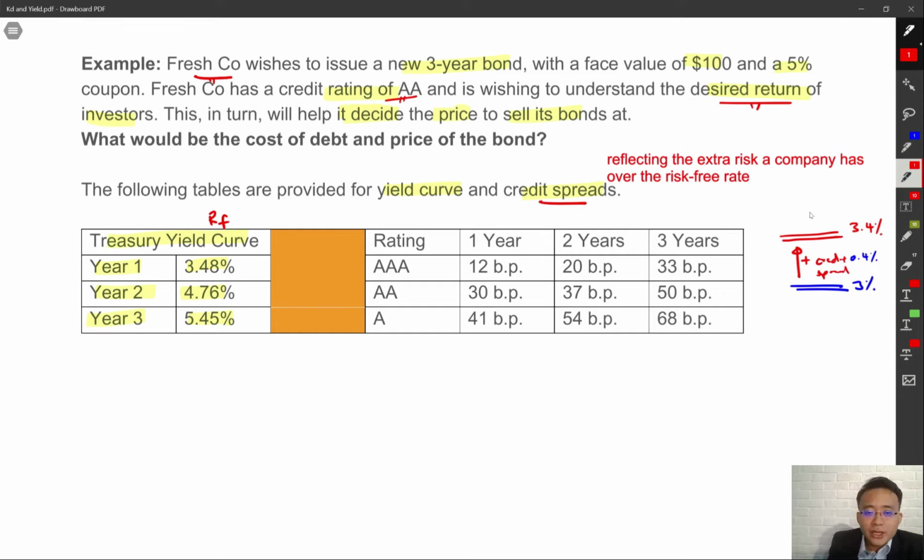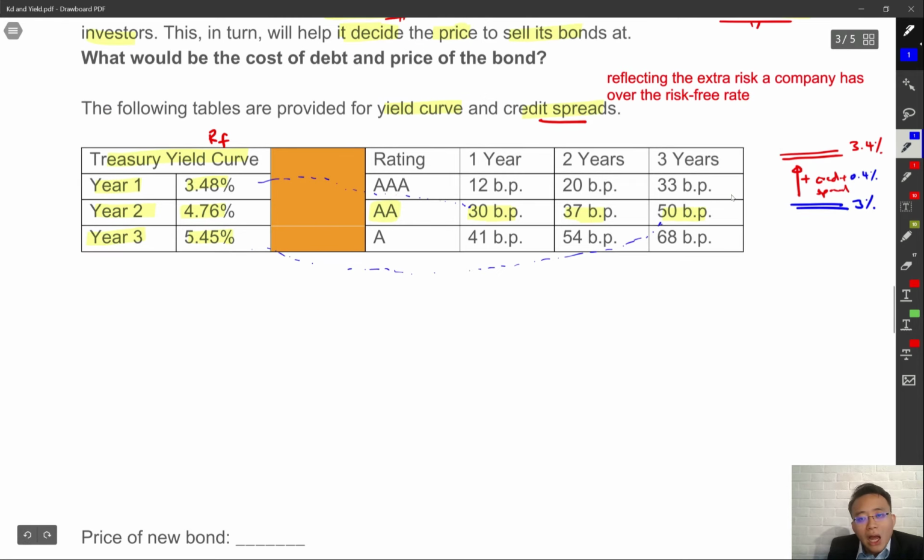So here we see Freshco is an AA company. The credit spread is 30 basis points for the 1 year, 37 basis points for the 2 year, and 50 basis points for the 3 year rate. Now, folks, we have to match the rates. The 1 year is matched to the Treasury yield curve 1 year, the 2 year to the 2 year, and without making a mess, I'll only draw the 3 year. The 3 year credit spread is matched to the 3 year yield curve.